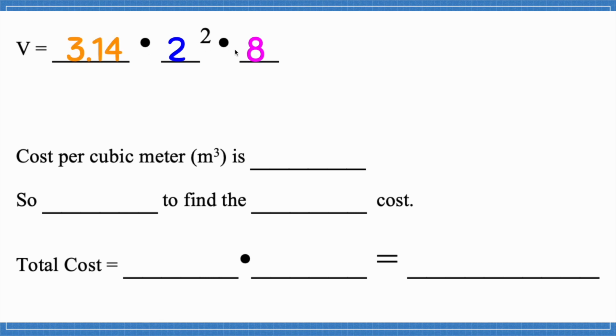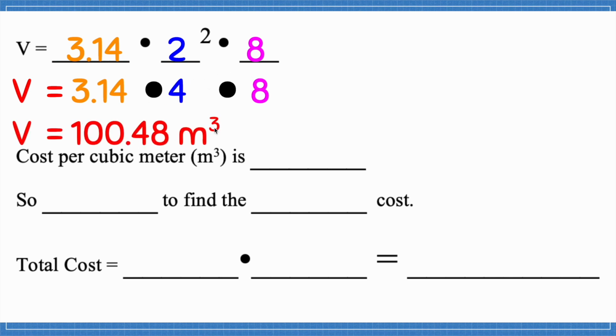So we have pi times r squared times h, so 3.14 times 2 squared times 8. Let's do our 2 squared first. We get 4. So now you have 3.14 times 4 times 8. We do that all at the same time in the calculator. So 100.48 meters cubed. So I used 100.48 cubic meters.